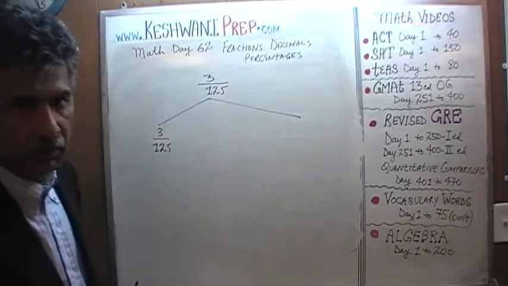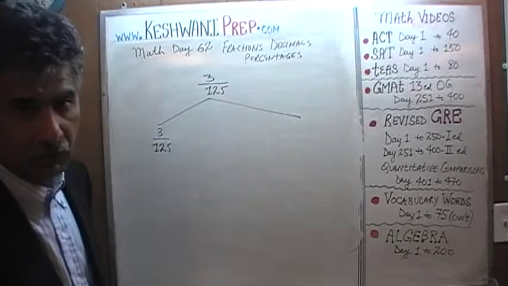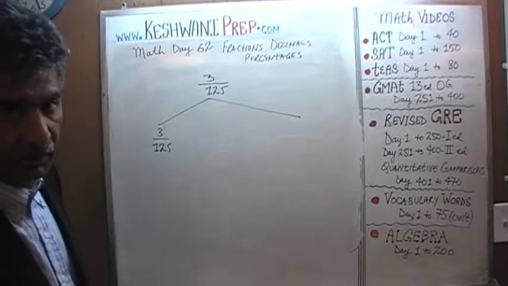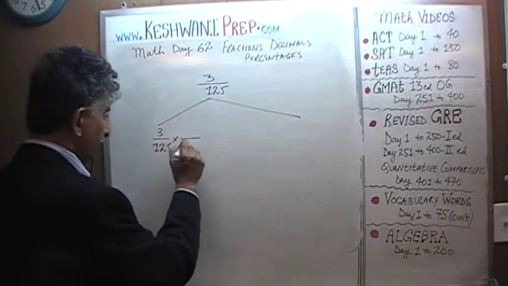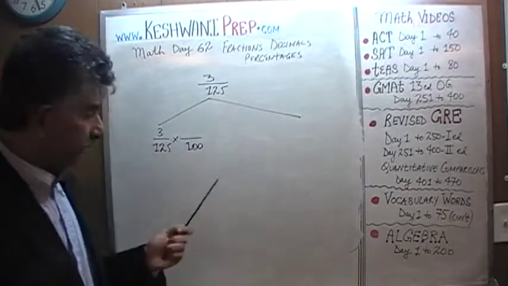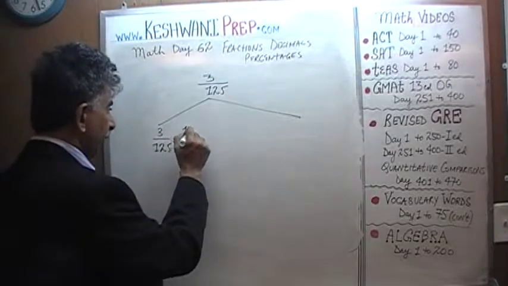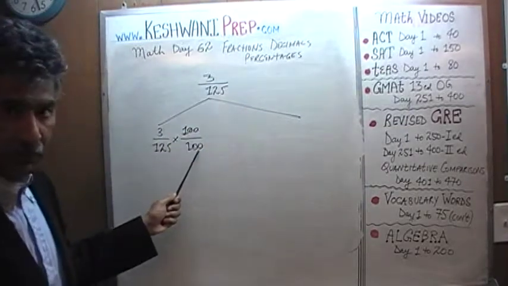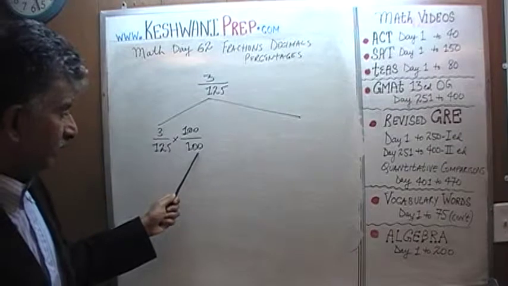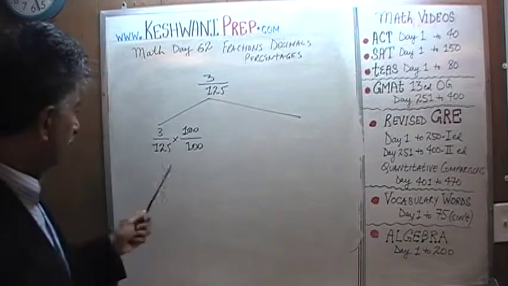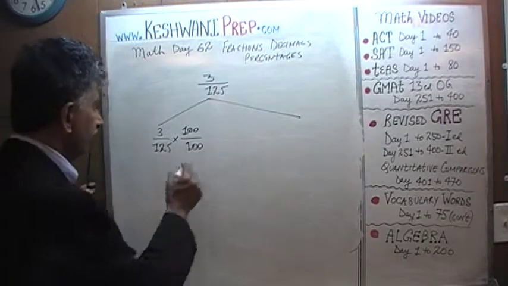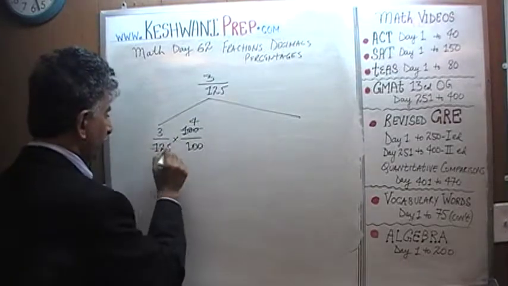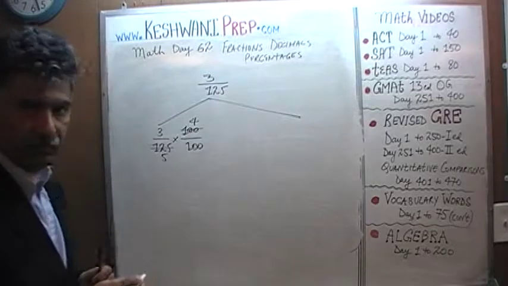3 over 125. We could actually convert the bottom into 100 as quickly as possible, and the easiest way to have 100 in the bottom is to simply multiply the bottom by 100. And if you multiply the bottom by 100, you have to multiply the top by 100. Well, now leave that 100 alone. That was the whole point of getting that 100. Leave it alone, because we're going to need it. Let's reduce this 125 with that 100. 100 has 4 25s, and 125 has 5 25s.